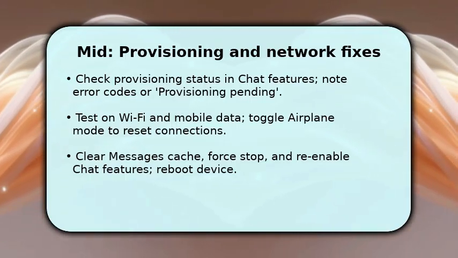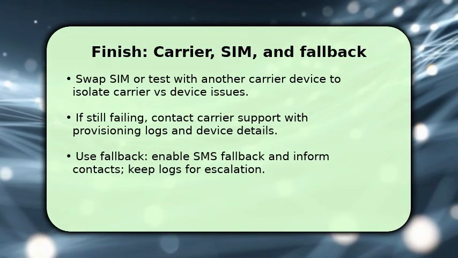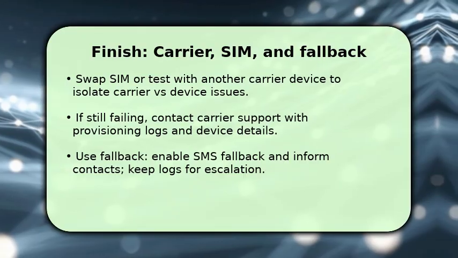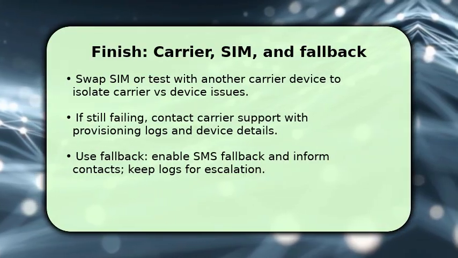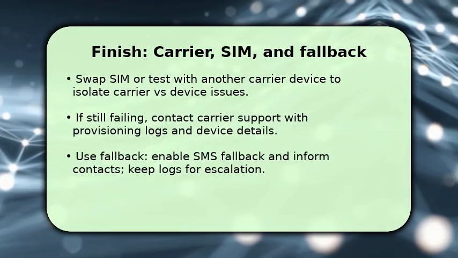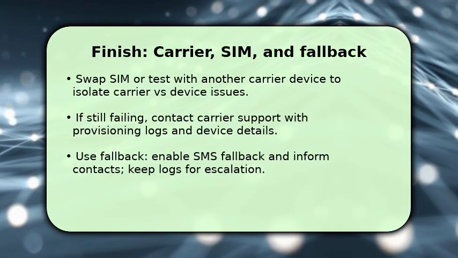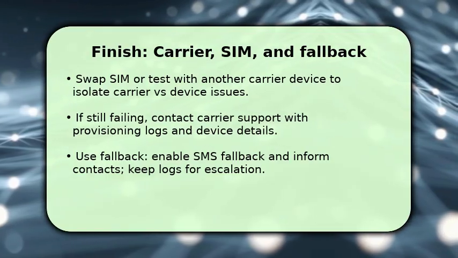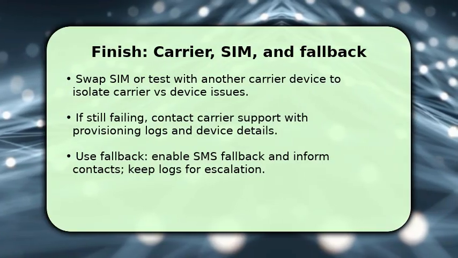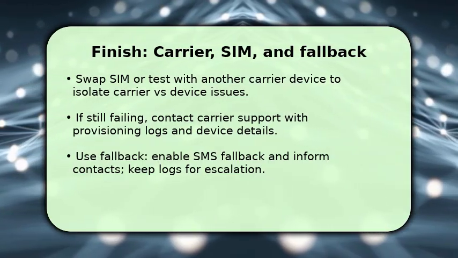reprovisioning attempt. You finish by isolating carrier versus device problems and establishing a safe fallback. Try the SIM in another RCS-capable phone or a different SIM in your phone. This tells you whether the carrier provisioning or the device is at fault. If issues persist, contact carrier support with provisioning error text, phone model, Android build, and timestamps so they can check server records. Meanwhile, enable SMS fallback in Messages and tell key contacts. This preserves delivery while you escalate with logs and screenshots.